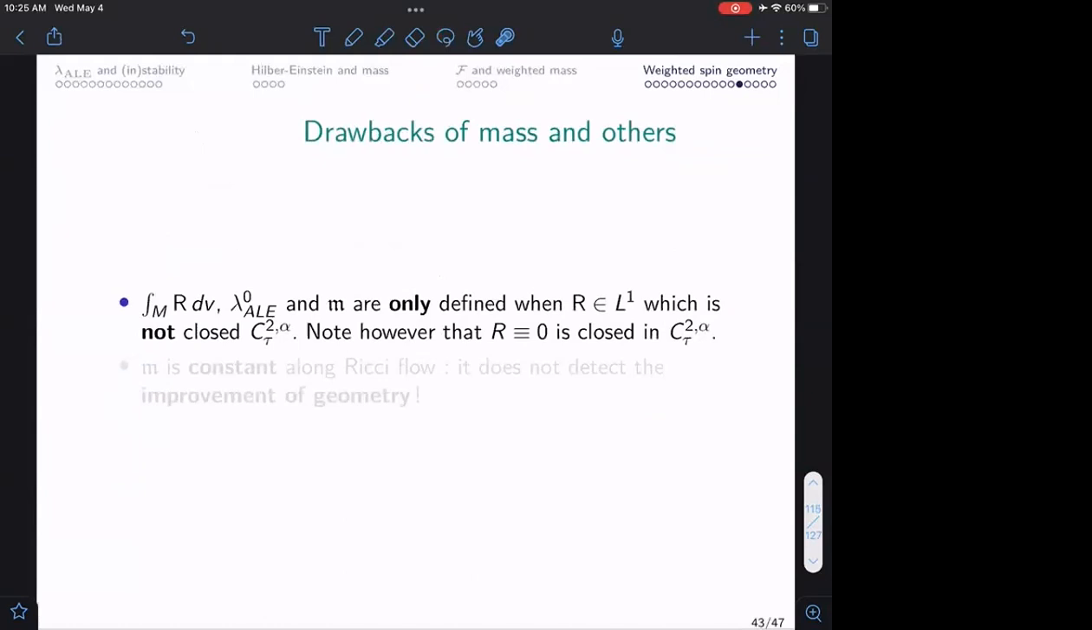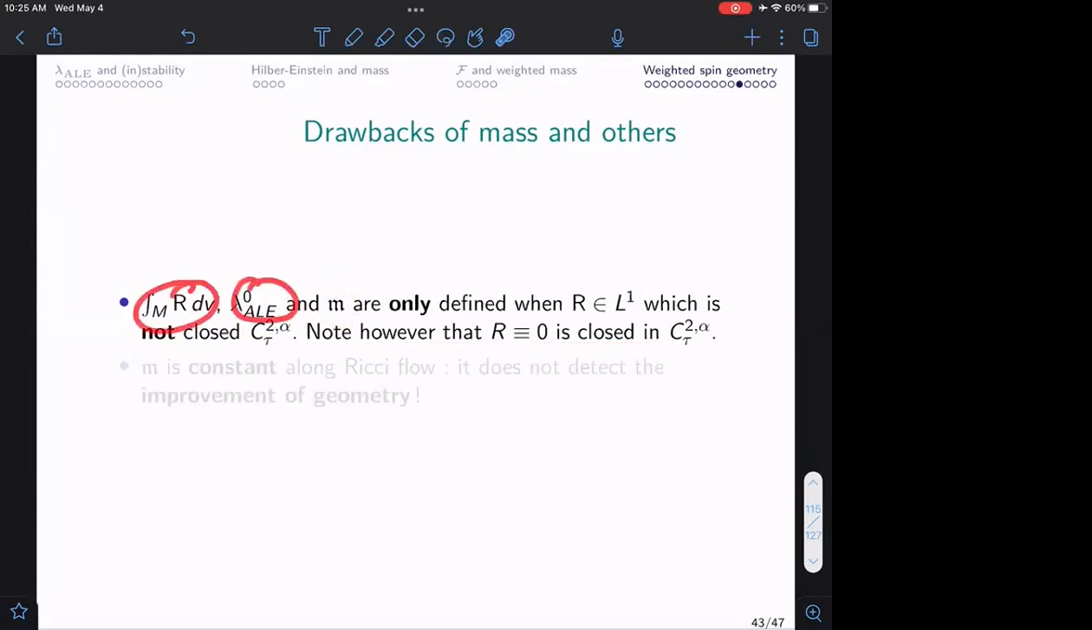Okay, so here I want to tell you that math is bad and our functional is great. Don't believe that, but I just want to say that at least from an analytic point of view, a flow point of view, we like our functional better than all of these. The Hilbert-Einstein functional, Hasselhoff's functional, and mass are only defined when scalar curvature is L1, and that's a bad condition if you want to use Fredholm properties of the linearization of your functional. However, when scalar curvature is zero, everything is fine, and all of these functionals work well.